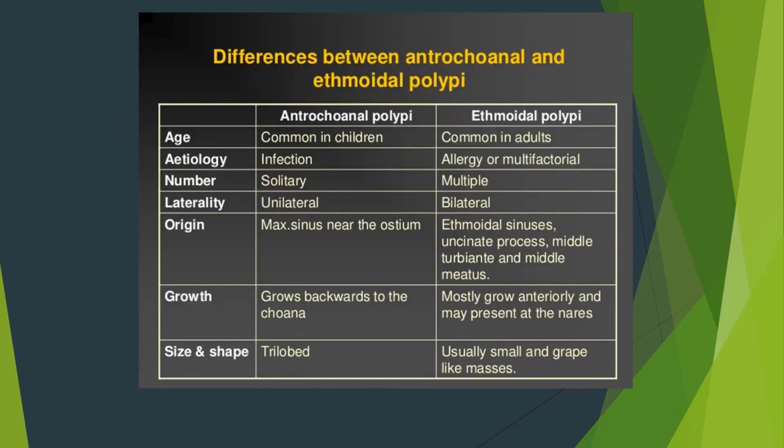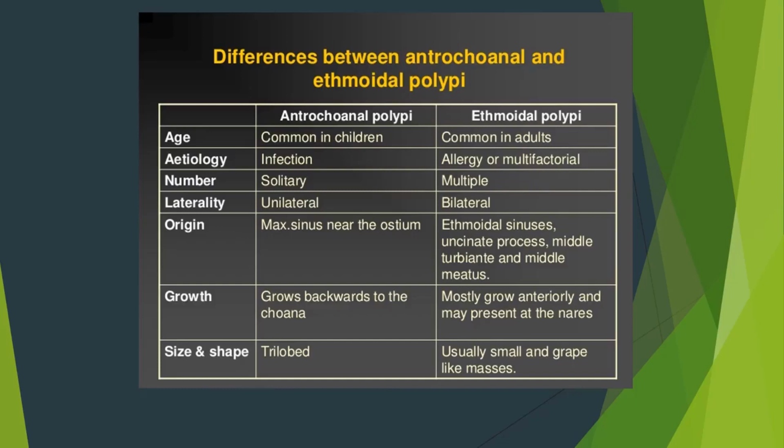So what are the differences between antrochoanal and ethmoidal polypi? According to age, antrochoanal is common in children or young adults, and ethmoidal polypi is common in adults. The etiology is unknown in antrochoanal polypi and may be infection, and for ethmoidal polypi is usually allergic or multifactorial like infection or chronic sinusitis.